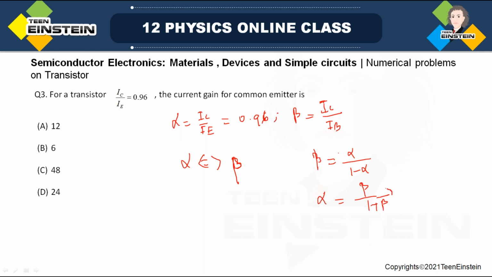Alpha to beta plus beta. Here alpha is given, beta we will take. For the timing we'll forget this and use the previous one, because alpha is given. From there we will be able to find the current gain in the common emitter circuit. So alpha is 0.96 divided by 1 minus 0.96.